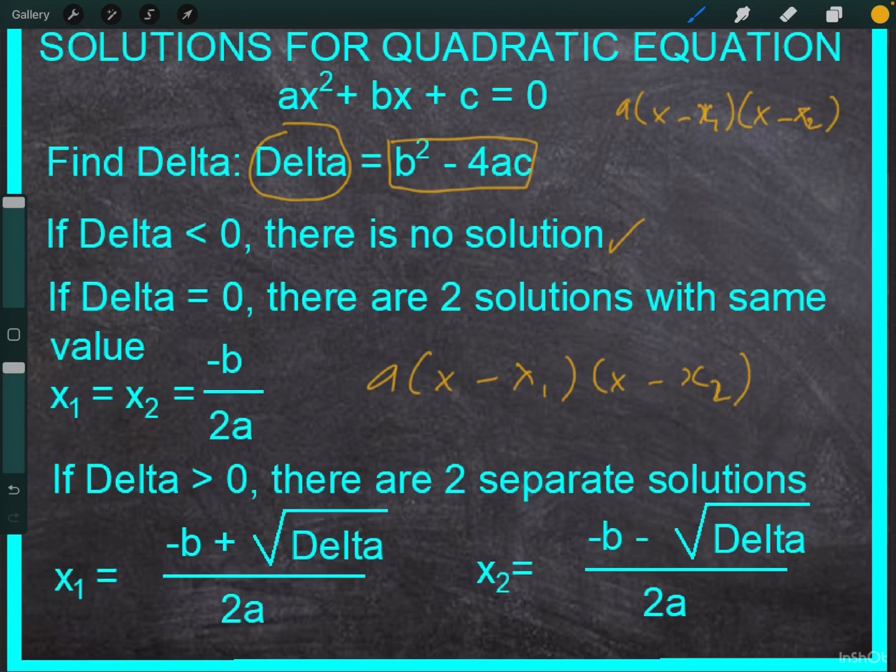And in the case delta is greater than 0, there are two separate solutions. x1 is negative b plus square root of delta, divided by 2a, and x2 is negative b minus square root of delta, divided by 2a. And of course, in this case, we apply the formula a times (x minus x1) times (x minus x2).